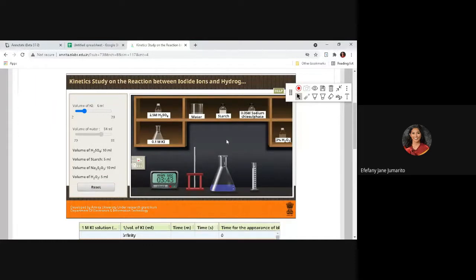So this is your test tube flask A. Let's go back to test tube A. Then after that, let's go to Erlenmeyer flask B. B. Okay, B. All right.